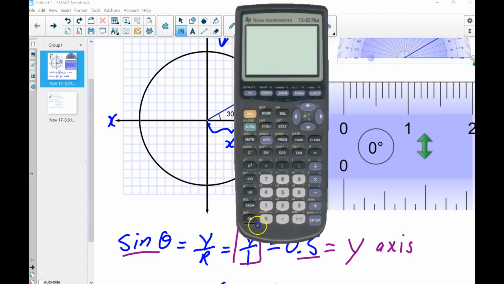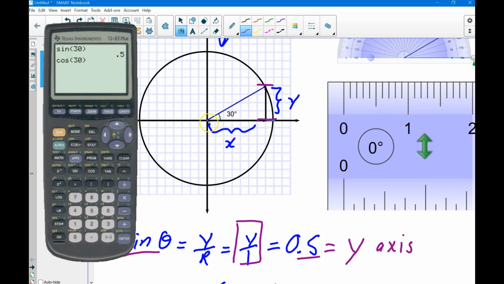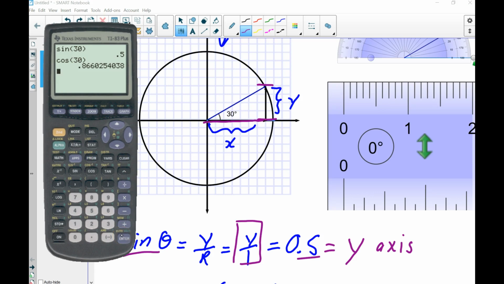But just watch this. If we were to put a calculator up here and turn this on, and I went sine of 30 degrees, you guessed it, 0.5. And if I were to do cosine of 30 degrees, once again it's just the distance along down here, and it's going to be 0.8660. So the sine is basically the value of y, and the cosine is the value of x. And that's all it is.